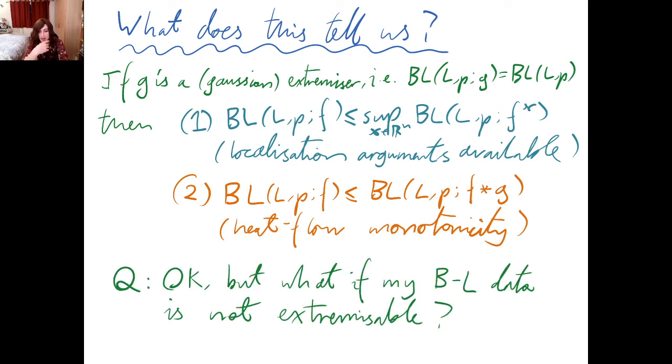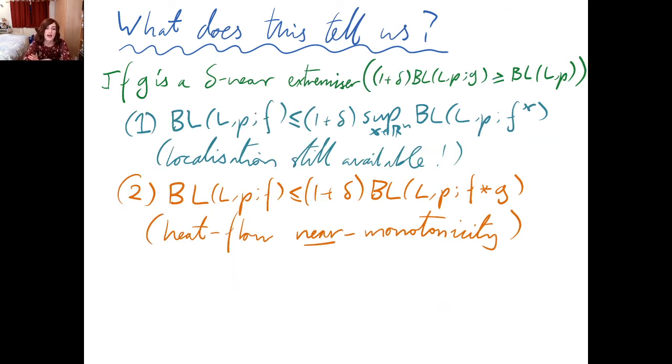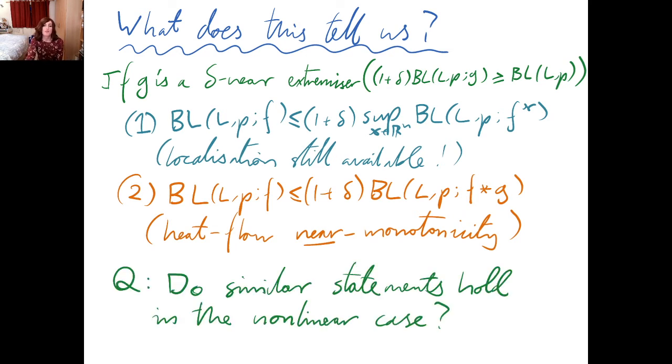Okay, so what if my Brascamp Lieb data is not extremizable? Well, there is a perturbation of this. So if you have a delta-near extremizer, then still you can say something. This localization thing still works, but you accept an error, and likewise with your monotonicity statement, you have a near monotonicity statement. Now, do similar statements to these, both in the exact and the delta-near case, hold in the nonlinear case? And well, for the former, yes, they do.